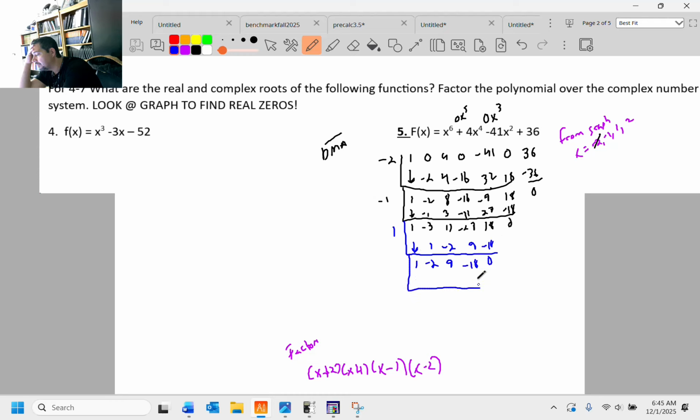One more round. I'm all the way at the 2. I drop, I multiply, and I add. I multiply, and I add. I multiply, and I add. Alright, so I've pulled everything out.